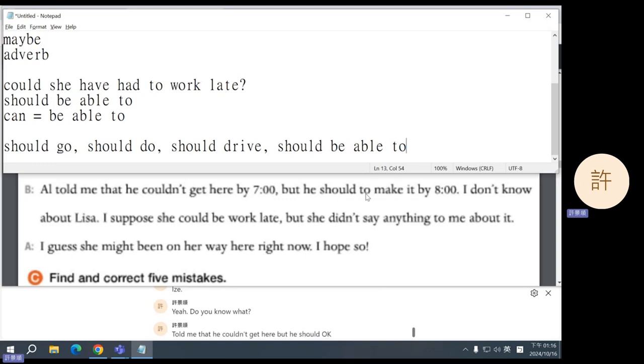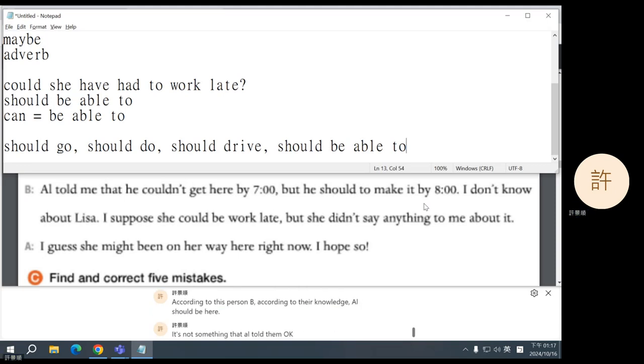Okay. The meaning is slightly different. The answer I'm giving you means Al told me two things. One, he can't get here by 7. Two, he should get here by 8. So in this answer, I'm just telling you what Al told me. But if you say he should make it by 8, that means according to this person B, according to their knowledge, Al should be here. It's not something that Al told them.